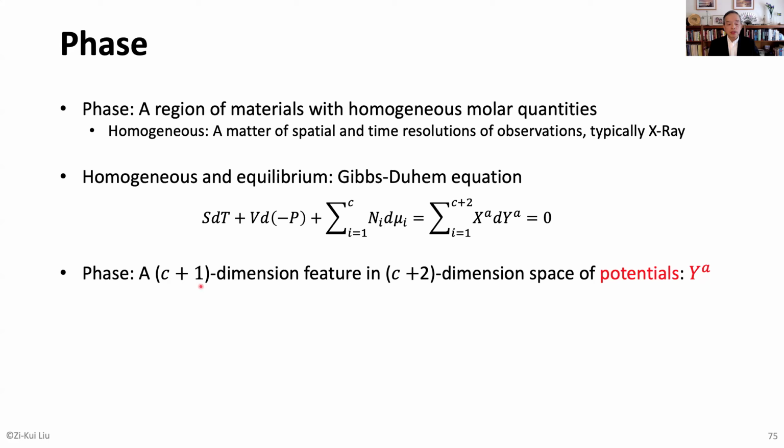So if we construct a space of potentials with C+2 potentials, a C+2 dimension space, then in that space, a C+1 dimension feature would be a phase. So each phase would be a C+1 dimensions feature. For example, if it's a one component system, C+1 equals 2, the two-dimensional surface in a three-dimensional potential space would be a phase.